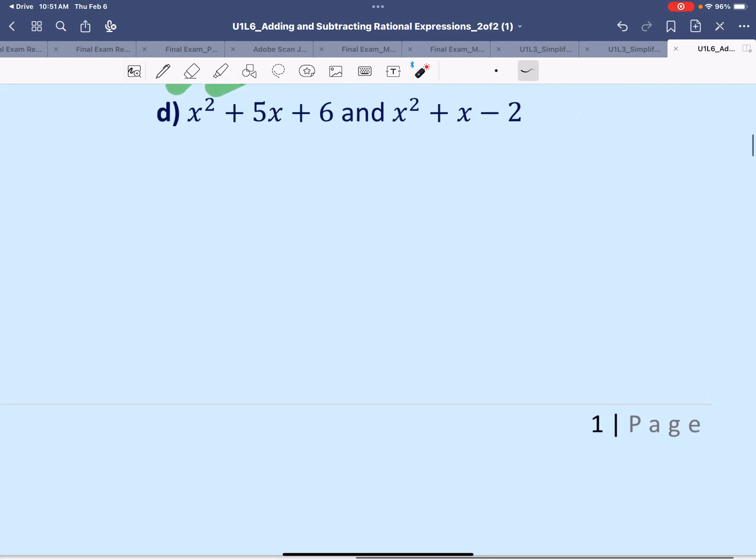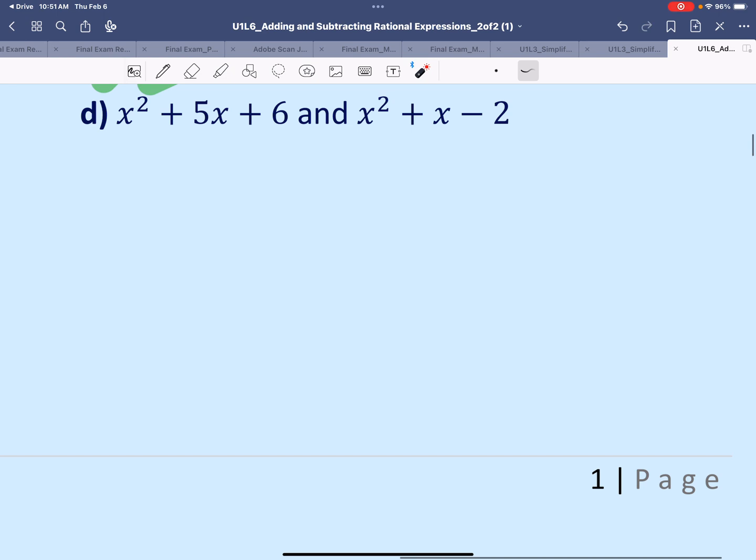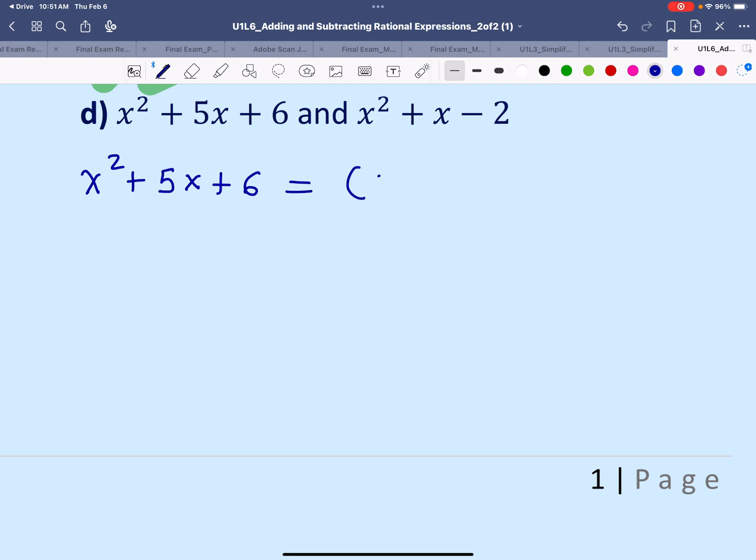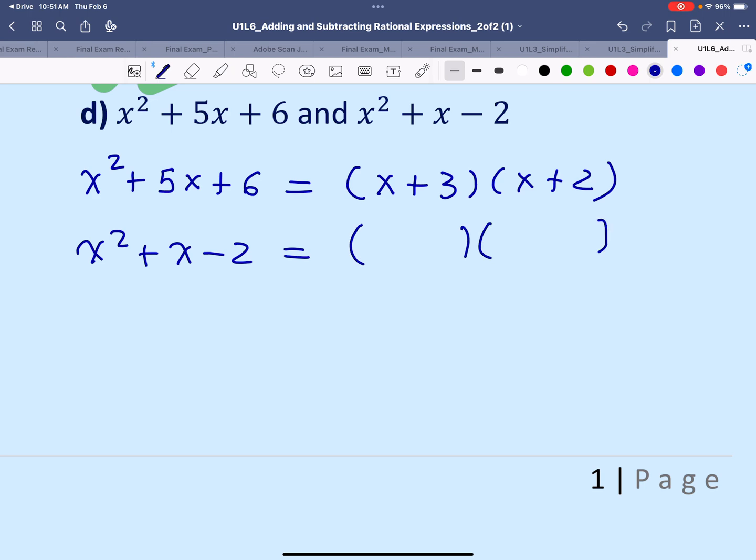Now, in the next example, we have x squared plus 5x plus 6. Again, we're going to break this down into factors, which are x plus 3 and x plus 2. And then we have x squared plus x minus 2. We are going to write this in completely factored form. I will start with an x. Two numbers that multiply to negative 2 and add to positive 1 would be positive 2 and negative 1.